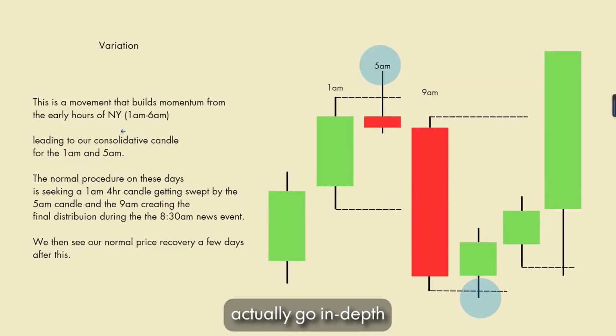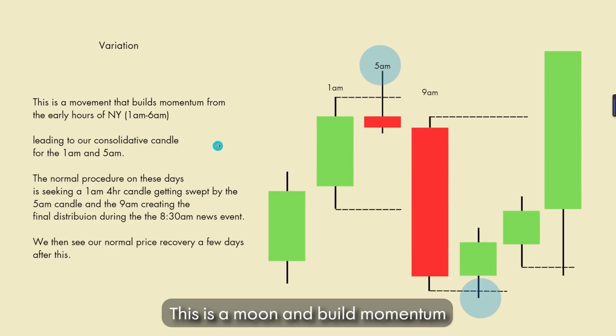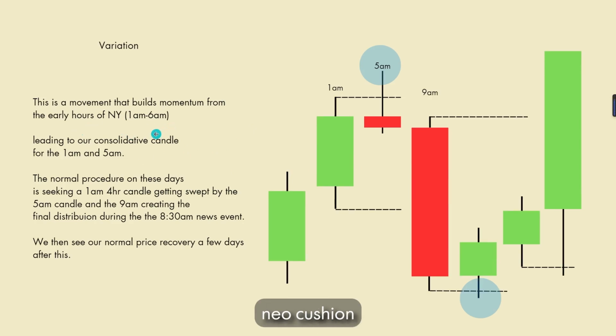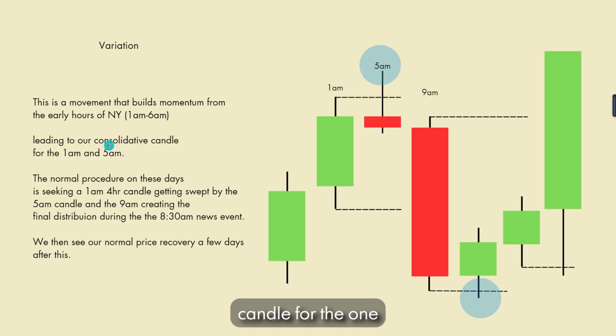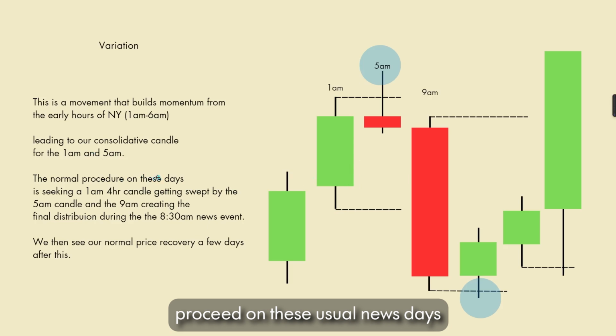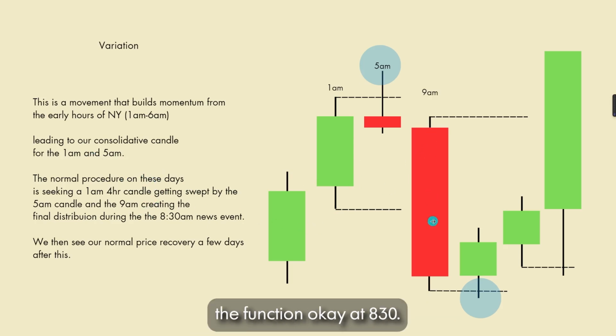Now let's actually go in depth into this. This is a movement that builds momentum from the early hours of the New York session during 1 AM to 6 AM, and this leads to a very consolidated candle for the 1 AM candle. So you want the 1 AM to be very consolidated, and then the normal procedure on these usual news days right after is that the 9 AM actually creates the final distribution at 8:30.